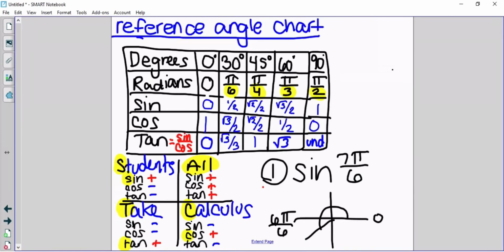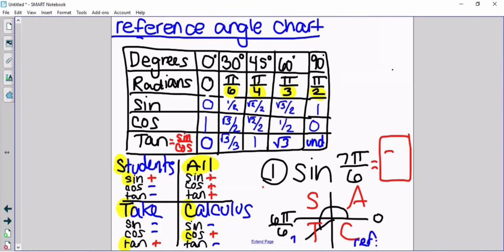Now, why do we care what quadrant it's in? Well, All Students Take Calculus. We care because that's going to help us figure out if my answer is positive or negative. Since it landed in that quadrant with the T, only the tangent is positive. Therefore, my answer to this problem is going to be negative. I'll go ahead and throw a negative in front of my answer. The other thing I need to find is my reference angle.